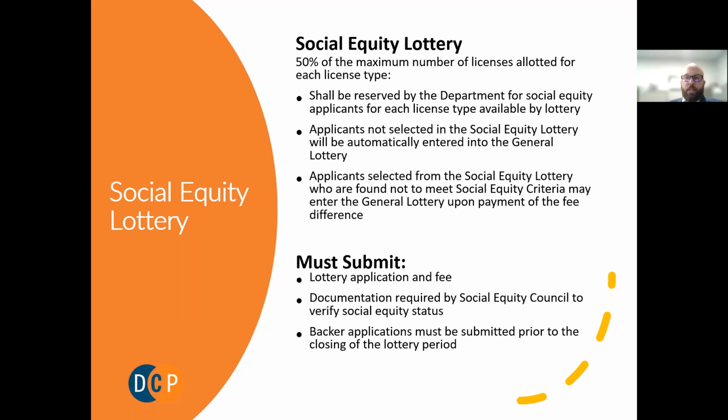And the complete application also includes the backers. It's also important to point out that backers are considered individuals, not businesses. Each individual that owns greater than 5% of the business or has ownership and control has to submit the backer license. Those that do not submit that information prior to the closing of the application period may not be included in the information transmitted to the Social Equity Council for review.